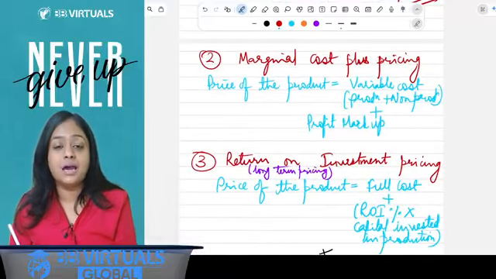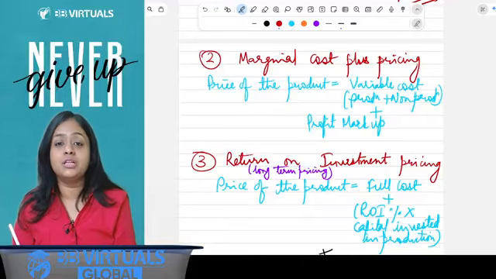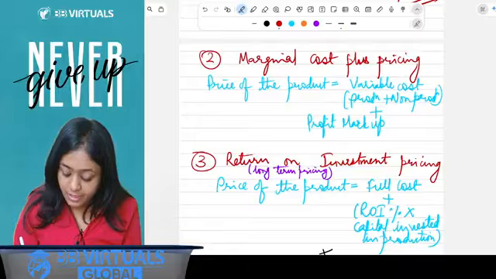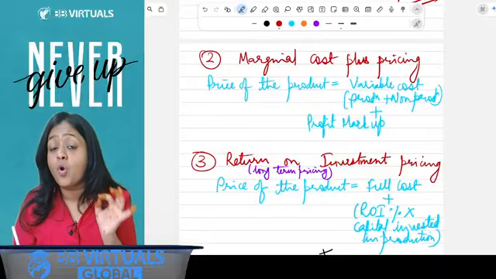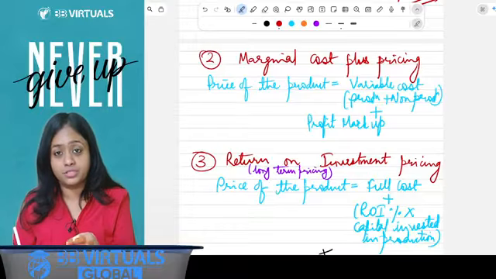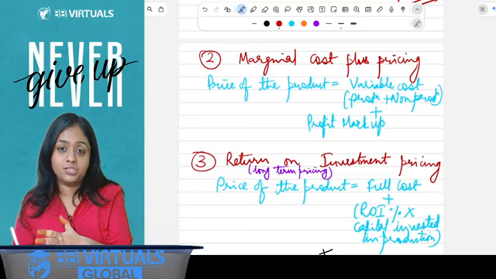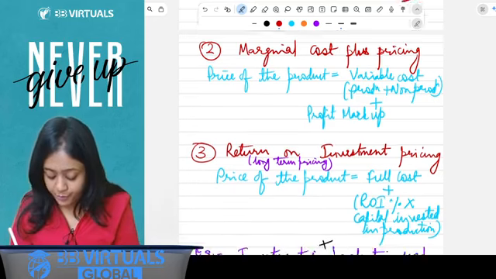The next is marginal cost plus pricing. Marginal cost is the variable cost. So here the pricing of the product will be variable cost, which will be both production and non-production cost, because we'll take marginal cost, which will be both production and non-production cost. With this we add the profit.